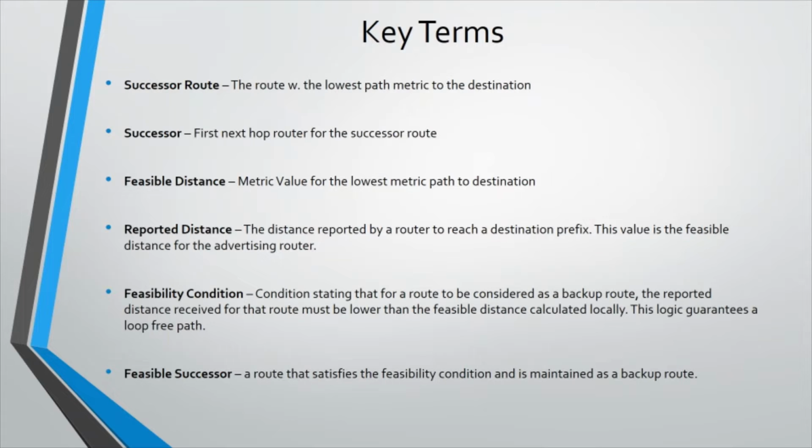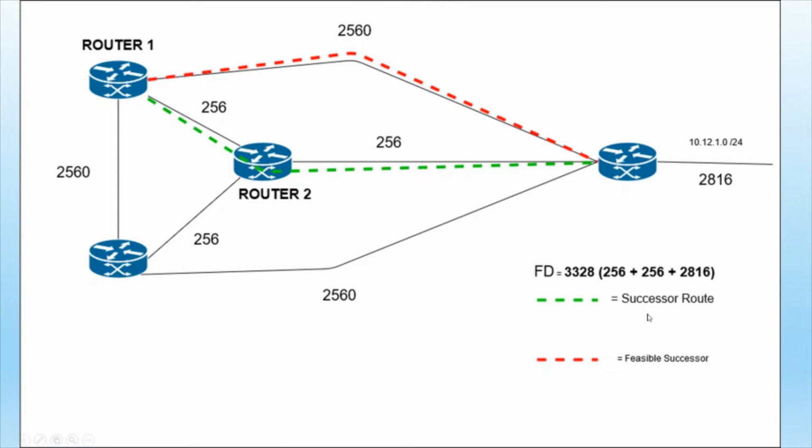Let's go to the next slide, so it's not just me rambling and we have a picture to make sense of this. So in this topology, we're looking at this from the perspective of router 1 in the top left, and we're saying that we want to reach the 10.12.1.0/24 network over here. The dotted green line represents our successor route. The feasible distance would be 3328, which is the sum of each metric to reach the destination from router 1.